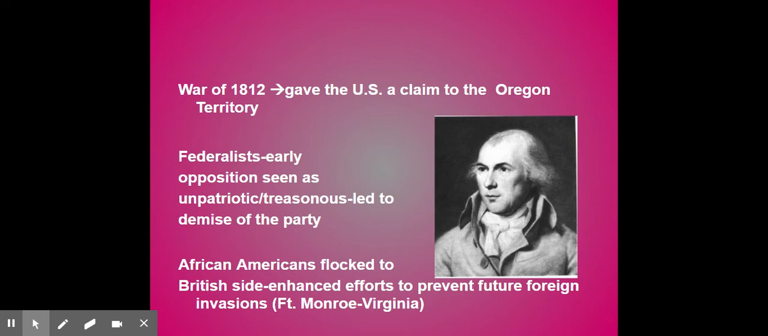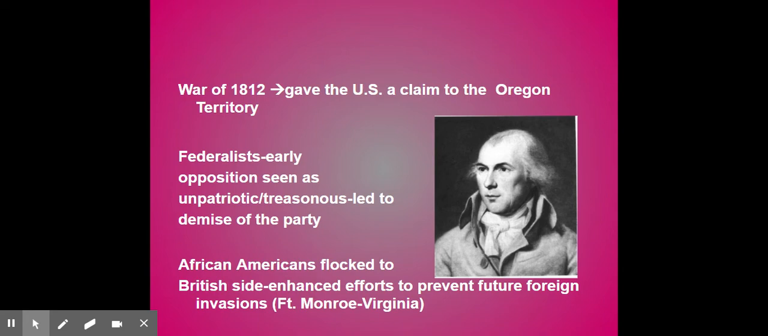And that includes the construction of a fort in Virginia, Fort Monroe, okay? Fort Monroe is close to Williamsburg. It's in Newport News, Virginia Beach area, okay? So we see this string of forts go up on the border, to be honest, on the Atlantic, to try to prevent future foreign invasion because we don't want African Americans leaving us and flocking to these invaders and fighting against us.